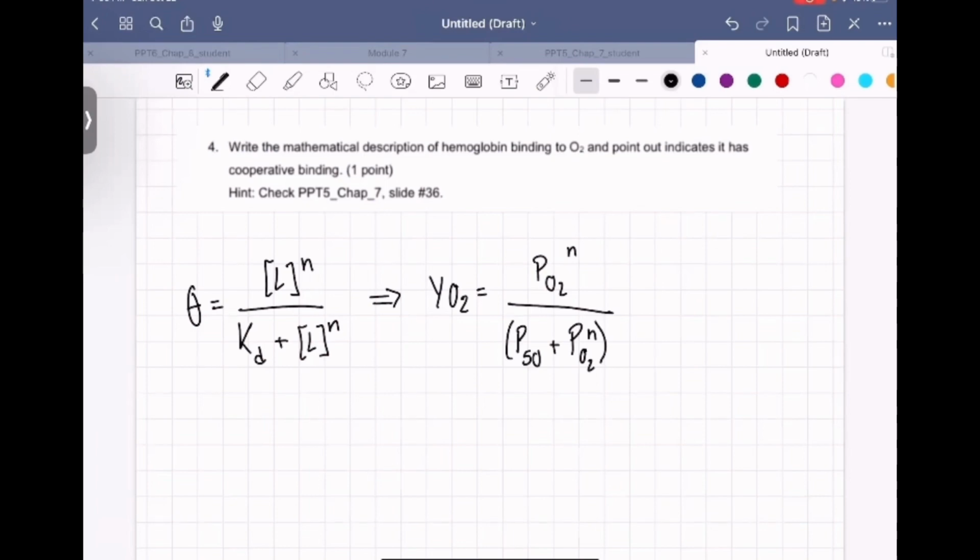So what we need to know is that Hill coefficients greater than one indicate that hemoglobin has cooperative binding, and the higher it gets, the stronger affinity it has for oxygen.